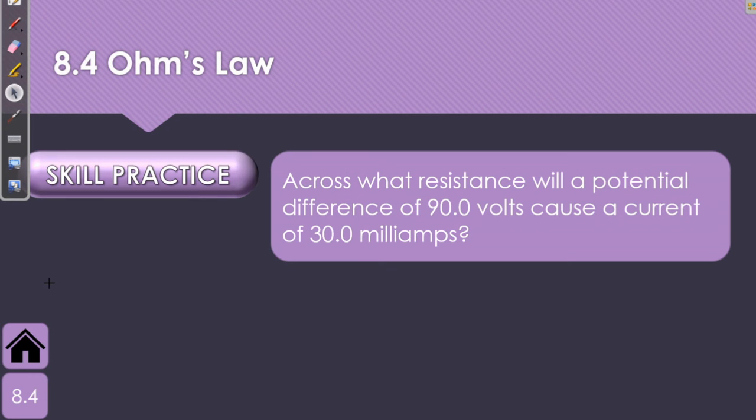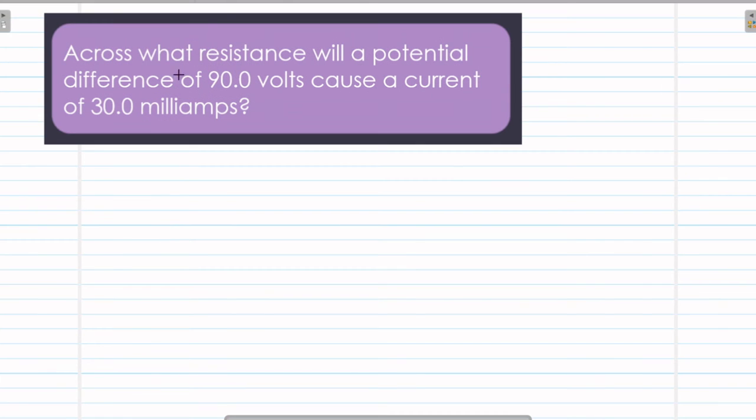And our second and final skill practice question. It says, across what resistance will a potential difference of 90 volts cause a current of 30 milliamps? So we must be careful. These are not amps, they are milliamps, mA. So we'll have to think about, what does milli mean?